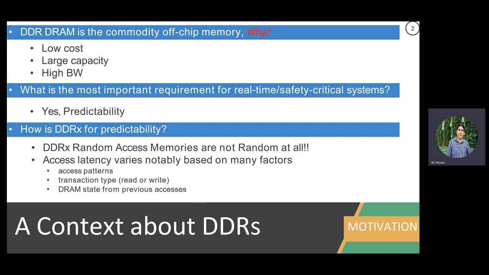Well, it's very low cost. It can give you very large capacity and very high bandwidth, right? Nowadays, if you look into DDR4 or DDR5, they run at 3.2 gigahertz, right? Something that is even faster than the processor itself, right? So DRAMs, from a general purpose perspective, are in fact an ideal case, right?